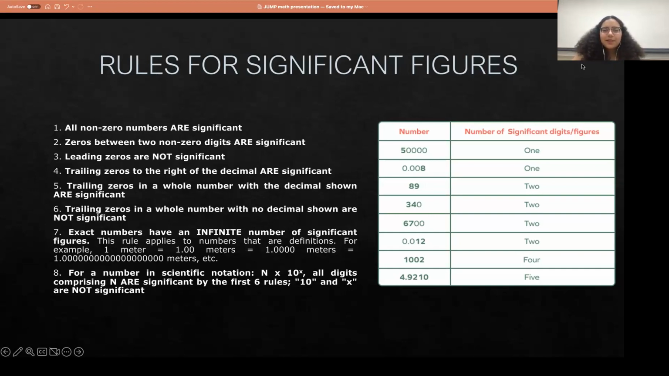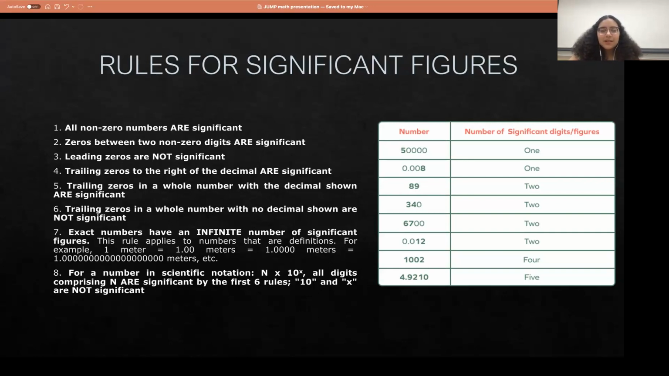Another thing that you might see is a whole number with a dot. So it would be like 340 decimal. And then that 0 is significant, like the decimal usually indicates the 0 is significant there. Another thing is, let's see, we did rule 5. Trailing zeros with no decimal are not significant. So that's just the other side of what I just said. So again, 340, 6700, those zeros are not significant.